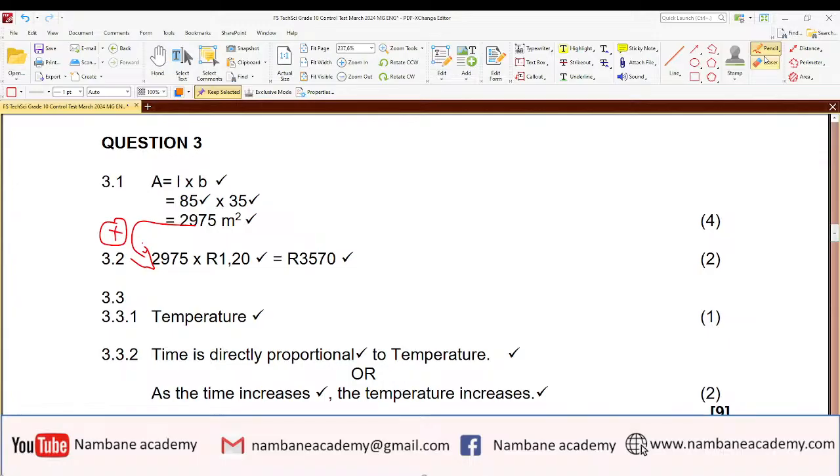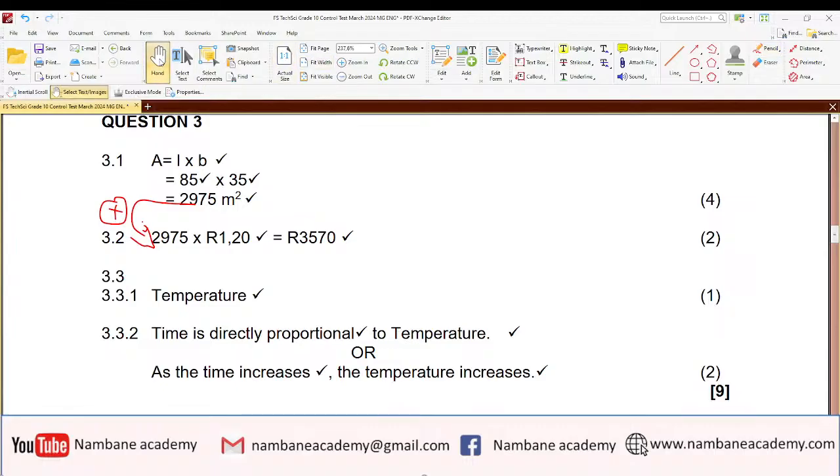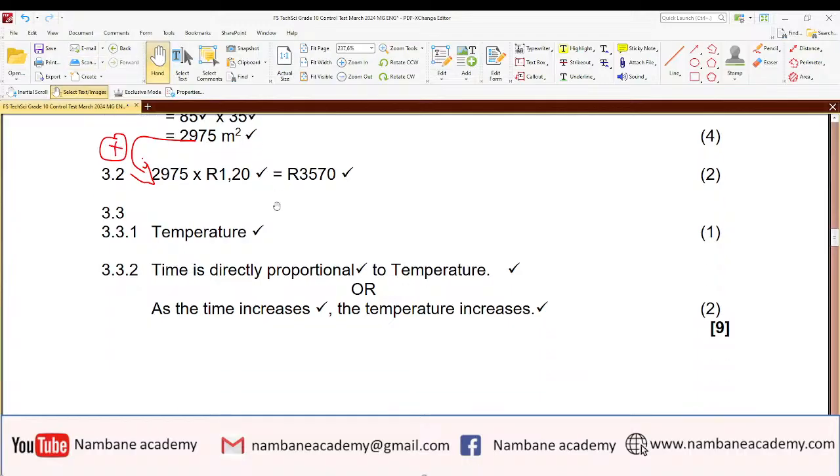Ladies and gentlemen, at 3.3, while the caretaker was mowing the lawn, grade 10 learners recorded the following results. Time in hours and temperature in degrees Celsius. Identify the dependent variable. Dependent variable, ladies and gentlemen, is temperature.